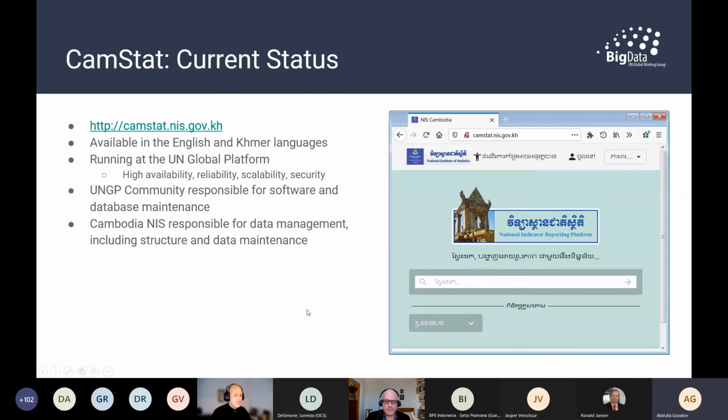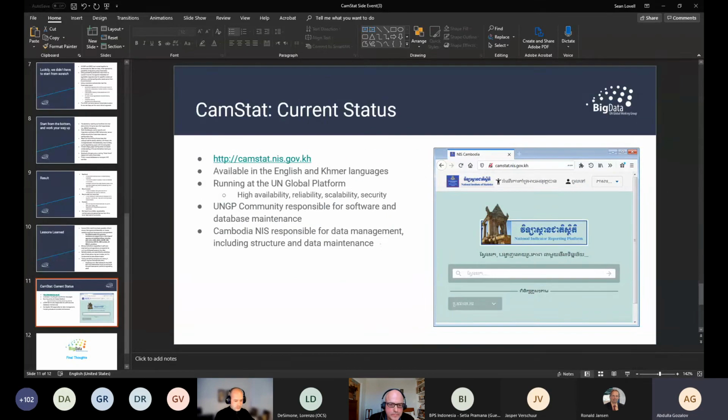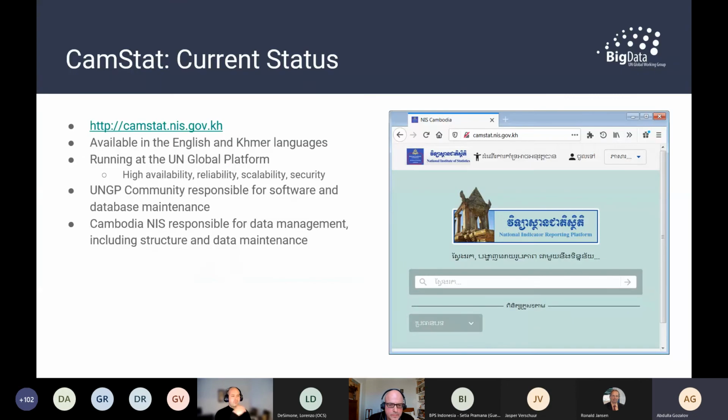Okay, I assume I have 30 seconds. So the current status is that CompStat is up and running at the UN Global Platform. You can see it on the screen. It is available in English and Khmer languages, and work on increasing the coverage of Khmer is ongoing.